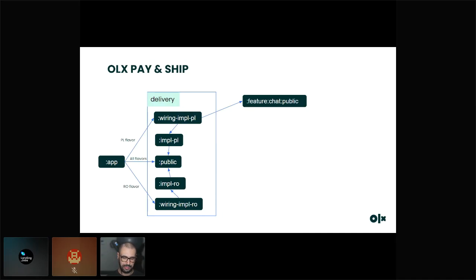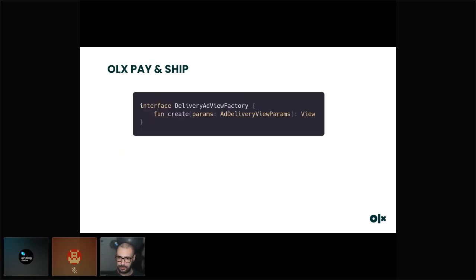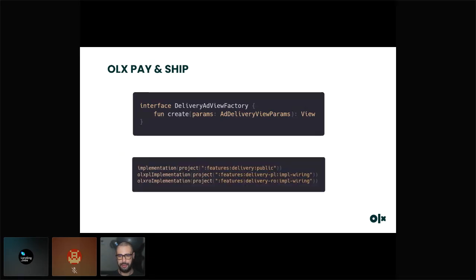Why did we introduce those? Because with those, if we want to have test dependencies instead of the real dependencies to the real server, we can use, for example, a test implementation wiring. And that's also the model that is responsible for providing the dependencies to other features. And let's say this is the contract, and here this is how we define how to create that specific view for the delivery inside the ad view.